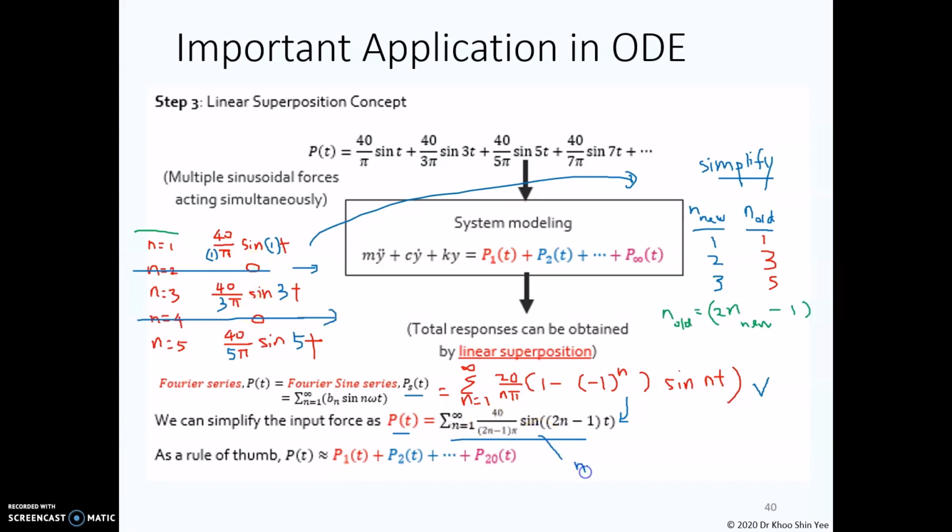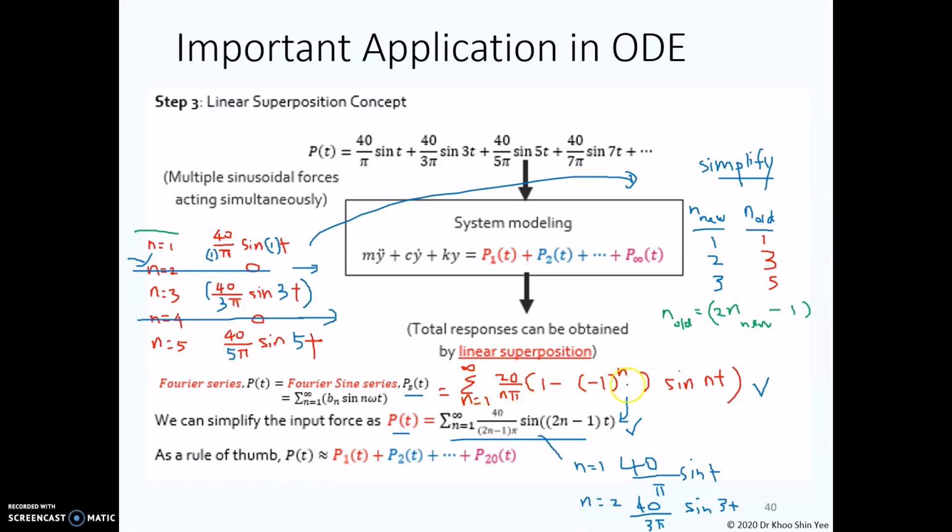For example, when you substitute n equal to 1 inside this formula, you obtain 40 over 2 minus 1, you obtain 1. Therefore, this is pi sine 2 minus 1, you obtain 1. Therefore, you obtain t. So you see, you obtain the exactly same answer here. When you substitute n equal to 2 inside, you obtain 40 divided by 2 multiplied 2, 4, minus 1, 3. 3 pi you obtain. And then you have 2 multiplied 2, minus 1, you obtain 3t. And you obtain this answer here. You see the new series is more efficient because it avoids the unnecessary step to compute the zero here.